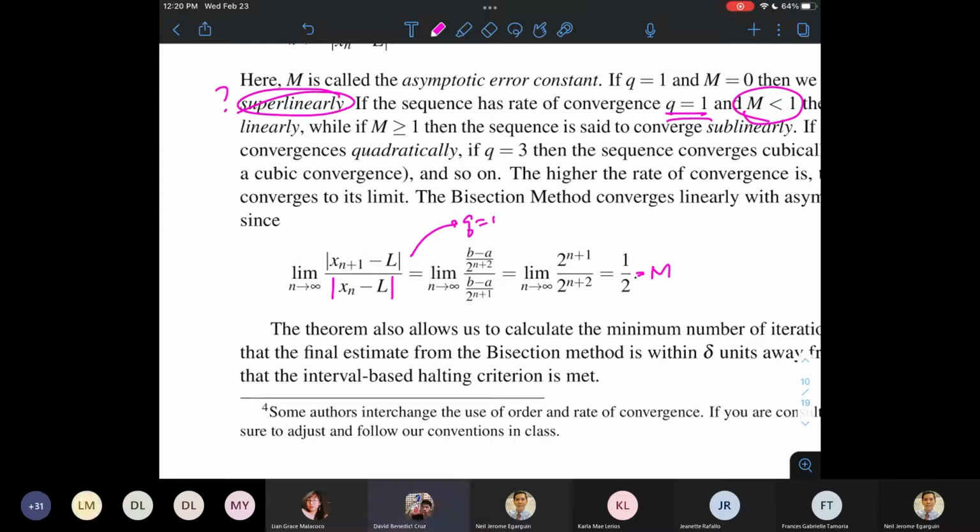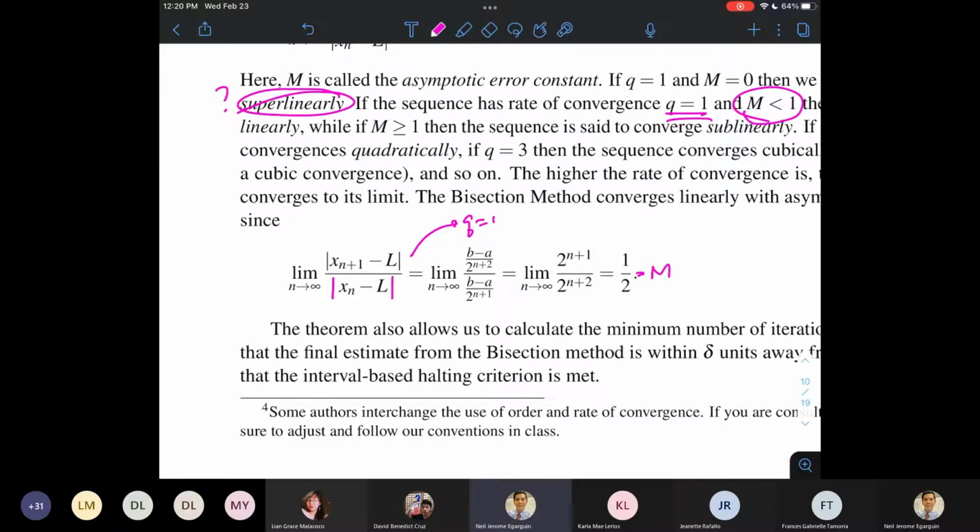Sir, question po. Yes, David. Linawin ko lang, sir. So, pag nagtitingin po tayo ng rate of convergence, we keep increasing the Q until we have a non-zero value for M. Tama po ba? Yep, that's right. Okay po. Thank you. Medyo, yun nga lang, medyo problematic yun. Siguro naisip ni David kung ano yung magiging problema.